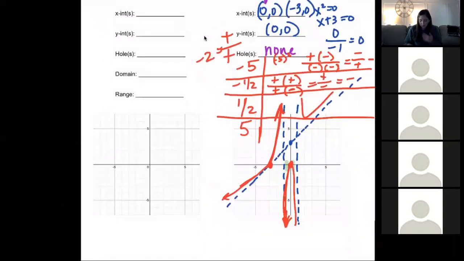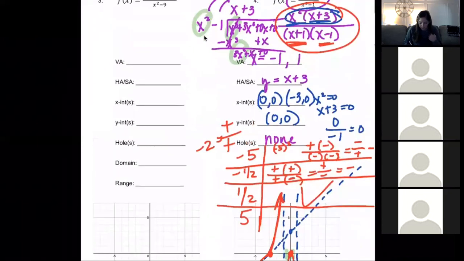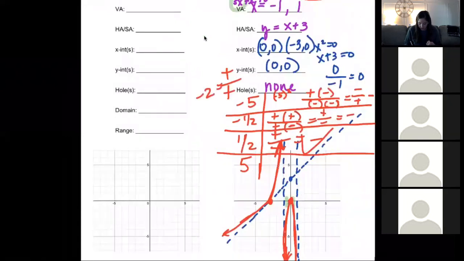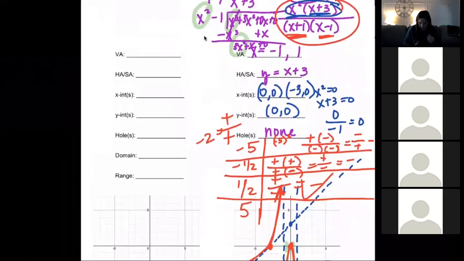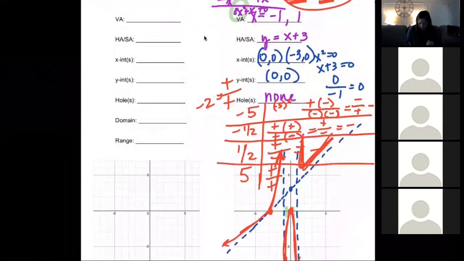But I think I figured it out, because then this is going in the positive direction. So if I plug in +1/2, I would get positive on top, negative on the bottom. So overall it would be negative. So going down. And then if I plug in a +5, I would get positive on top and positive on bottom. So then it would be going up like this.